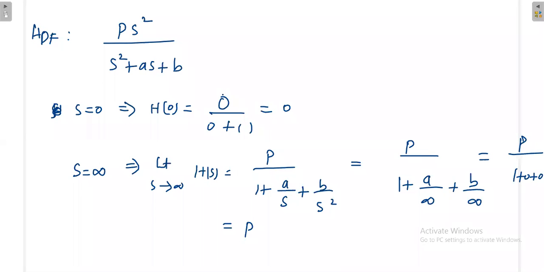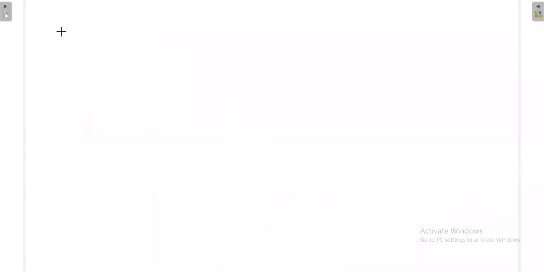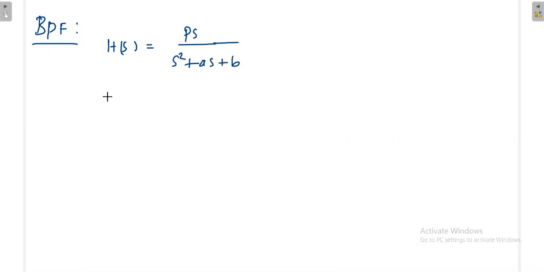Okay, so next we will see the band pass filter nature. The band pass filter transfer function will be like h of s equal to ps over s square plus as plus b. Then what is it at s equal to 0?